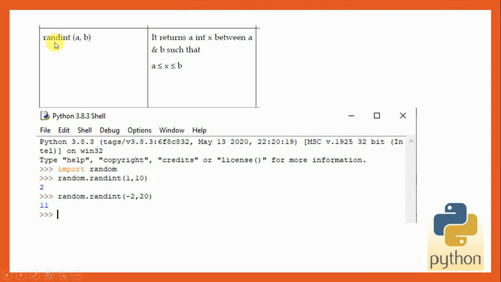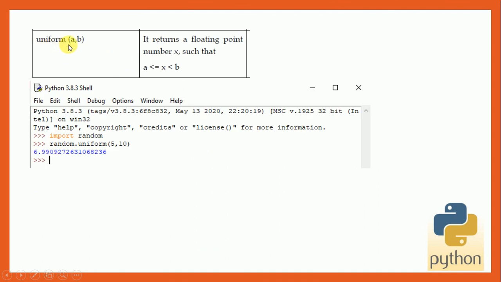Next is randint a comma b. That means it returns an integer x between a and b. That means a number between these two limits, in integer form. So random.randint 1 comma 10 means an integer number between 1 and 10 will be displayed. Here also, between -2 and 20, a random integer number will be displayed.